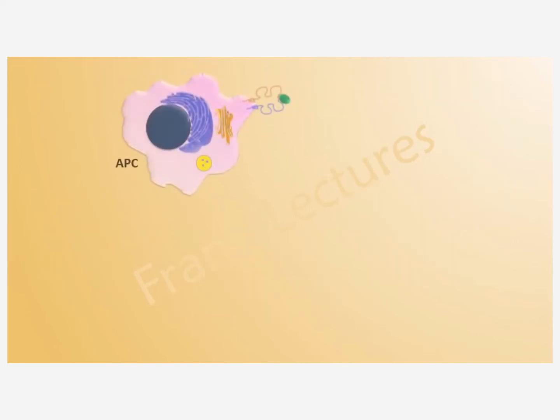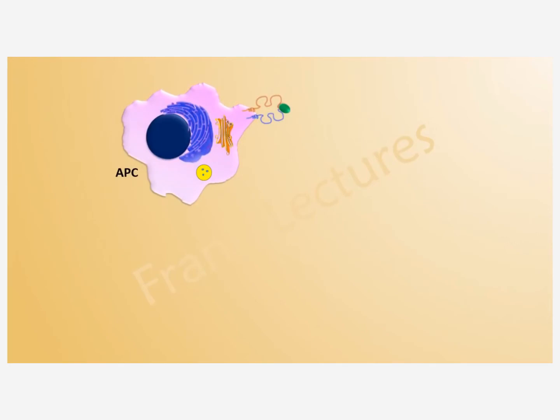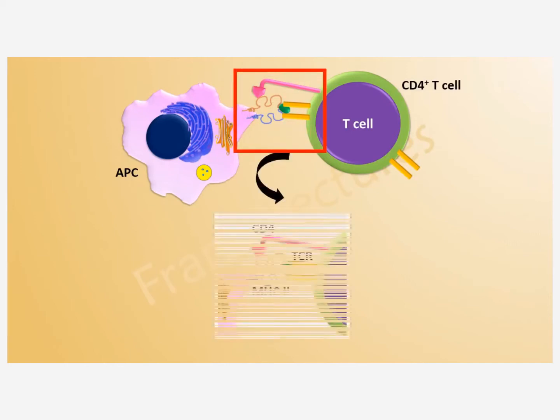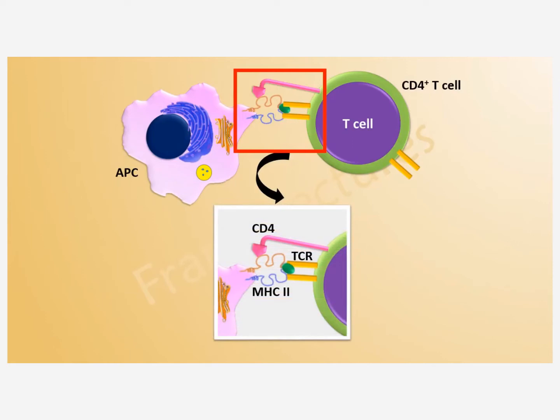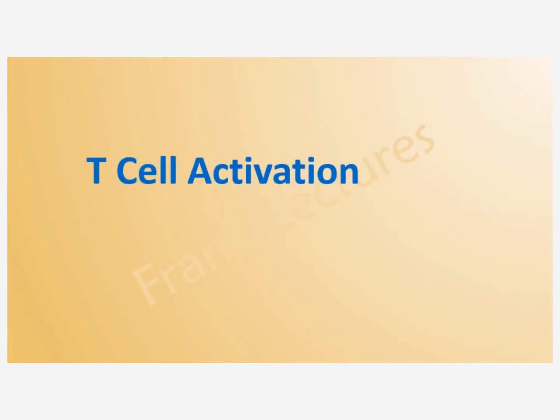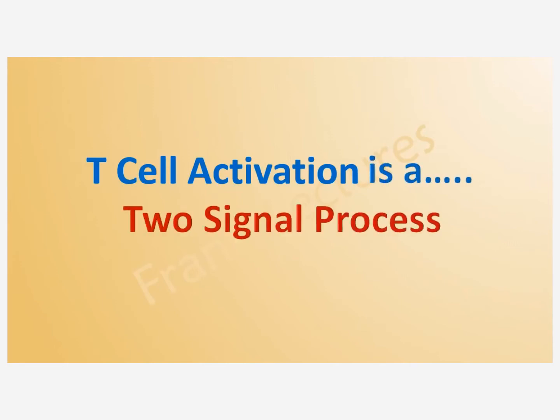These cells migrate from the site of infection to the lymph nodes, where they present antigen to the recirculating naive T cells. These cells are CD4 positive naive cells because they recognize MHC2 peptide complex displayed by the antigen presenting cell. The activation of this naive T cell requires two signals. So, T cell activation is a two-signal process. Let's see what are these signals.